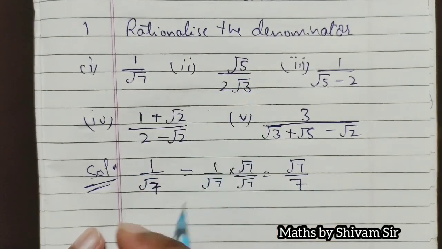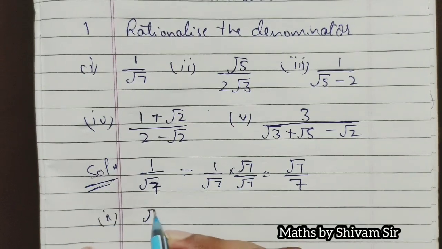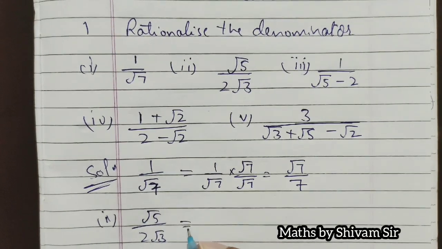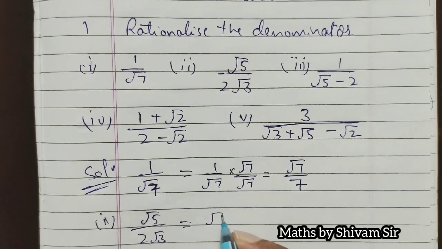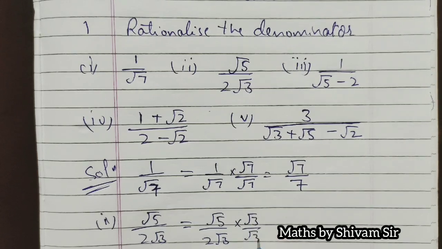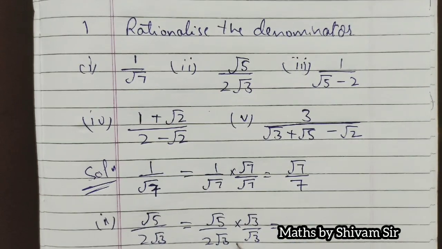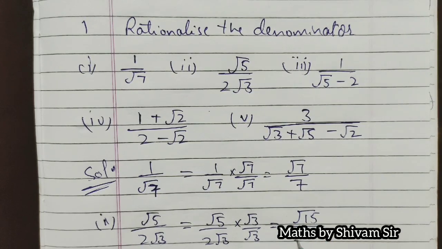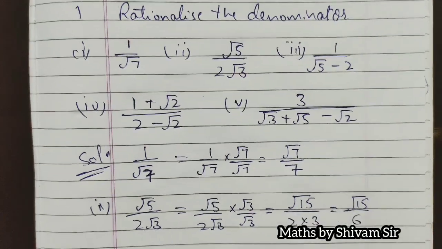So let's move on to this category. Second part, root 5 upon 2 root 3. So in the denominator we have root 3. So simply multiply both the sides by root 3, as it is a monomial. So root 5 upon 2 root 3 multiplied by root 3 upon root 3, right? Whatever root value we have in the denominator, multiply both the sides with the same. So root 5 multiplied by root 3 is root 15, upon 2 multiplied by root 3 multiplied by root 3 is 3. So this is root 15 upon 6. This is our answer. Simple.